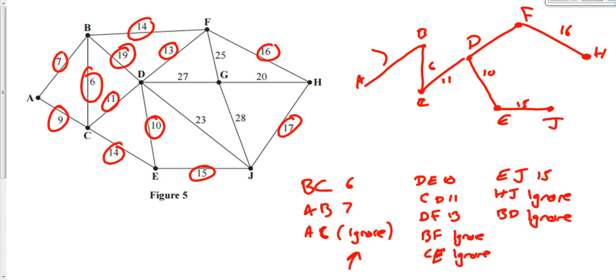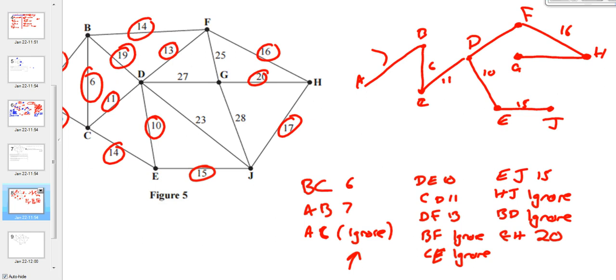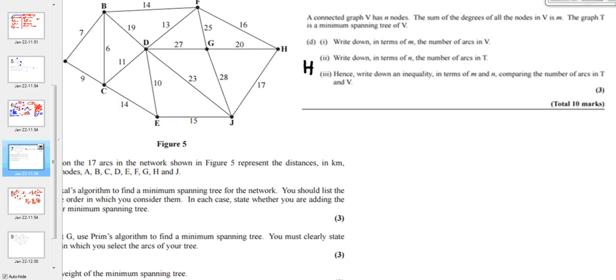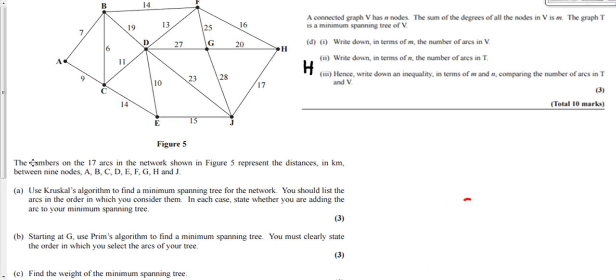After 19 is 20, which is GH. Then GH, 20. And then we can stop. And that is Kruskal's algorithm. So if we go back to the question, in each case state whether you're adding the arc to your minimum spanning tree. So the fact that it says state whether you are adding the arc to the minimum spanning tree says that you must consider all of them in order and then say either choose or ignore.